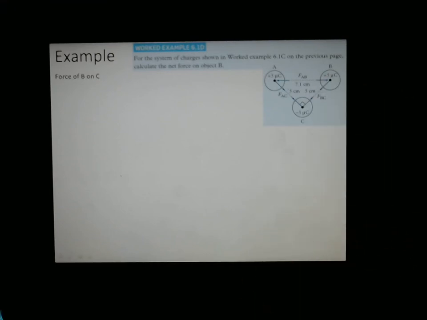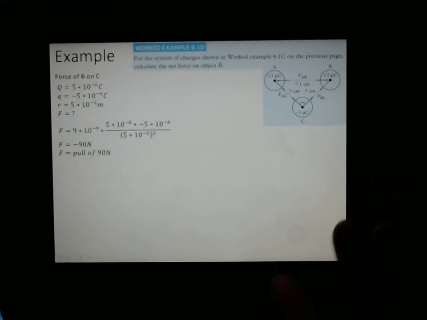We already know the force between B and C. We worked it out in the previous one, so I'll just tap that out quickly. If this was a question on an exam, we wouldn't have to re-solve it. We could just say, this is the force of B and C, we proved it earlier. On to A and B now, because we're going to need the force of A on B.